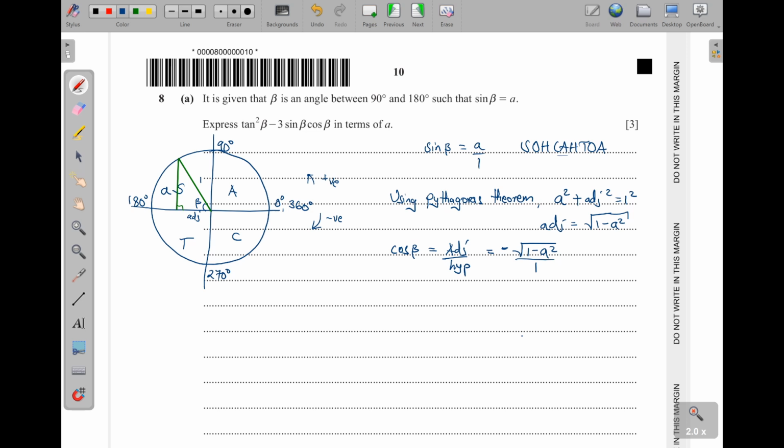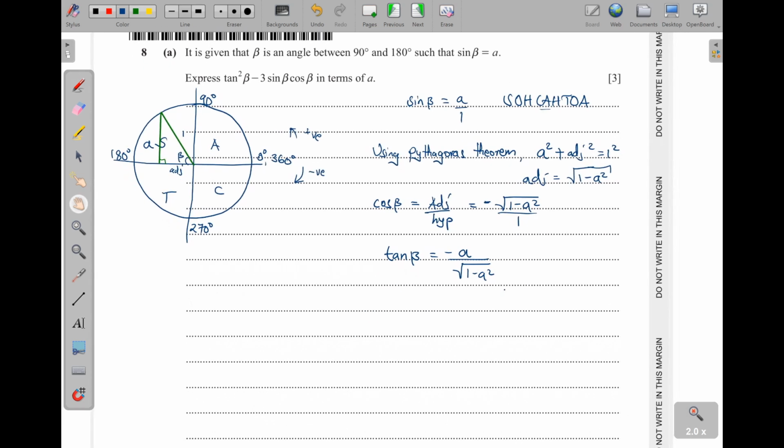Then next, also tan beta. Tan beta is also negative. So tan is opposite, which is A, over hypotenuse adjacent, which we have gotten as square root of 1 minus A squared, which is negative in the second quadrant.